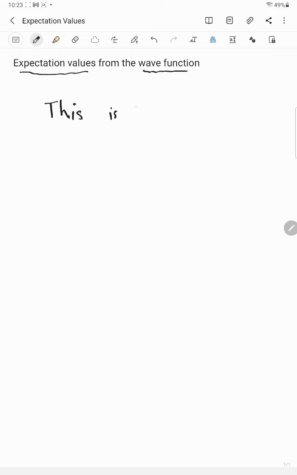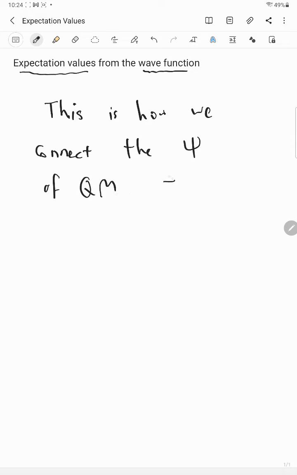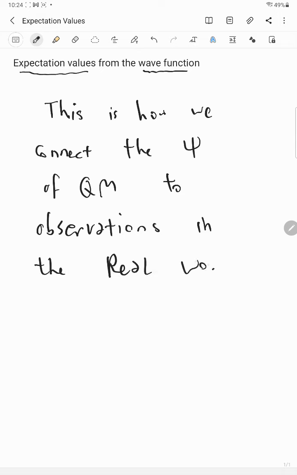This is how we connect the wave function of quantum mechanics to observations in the real world, right, of experiments.